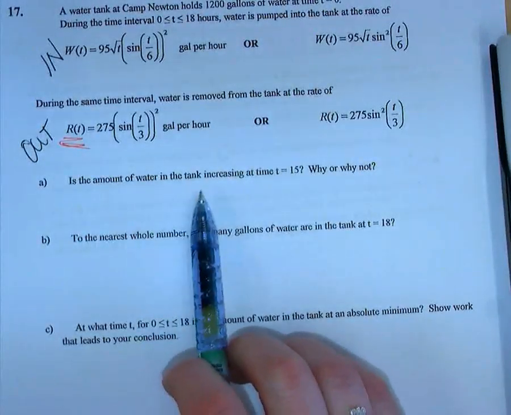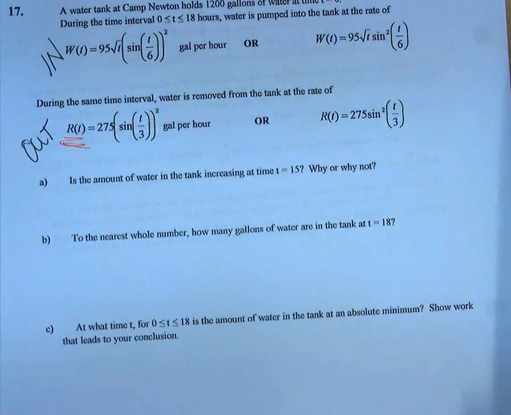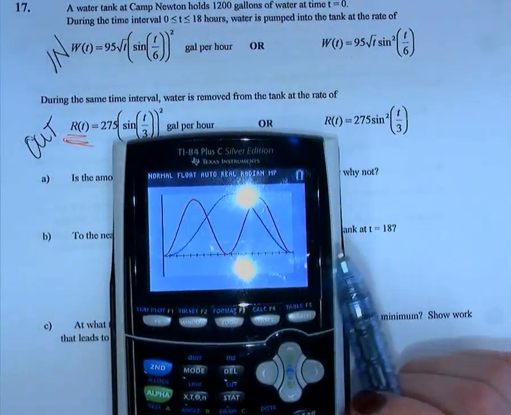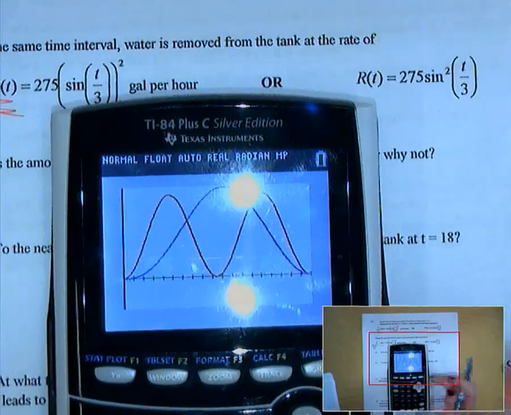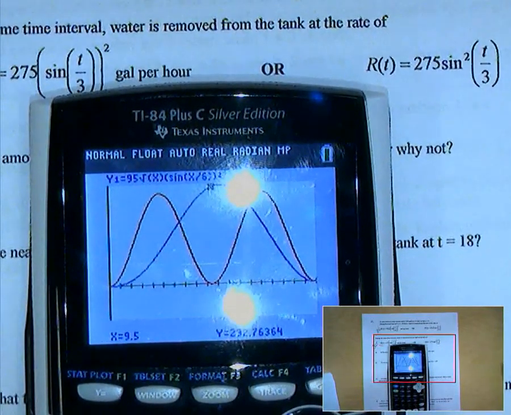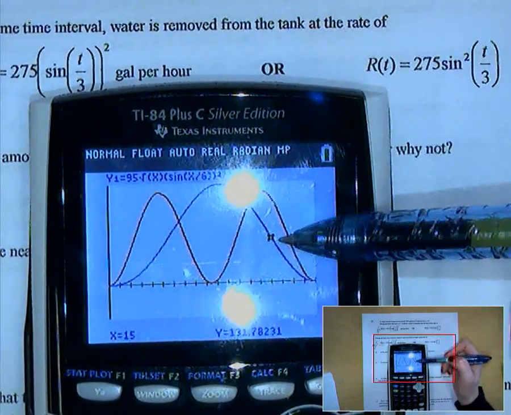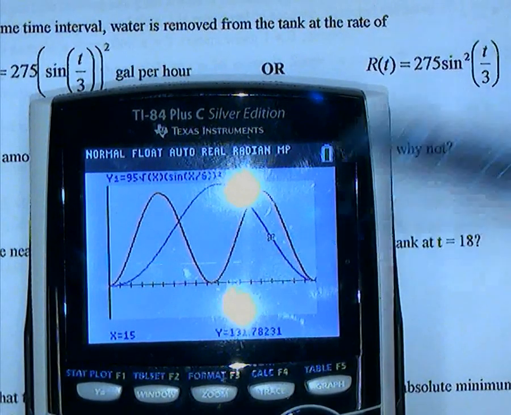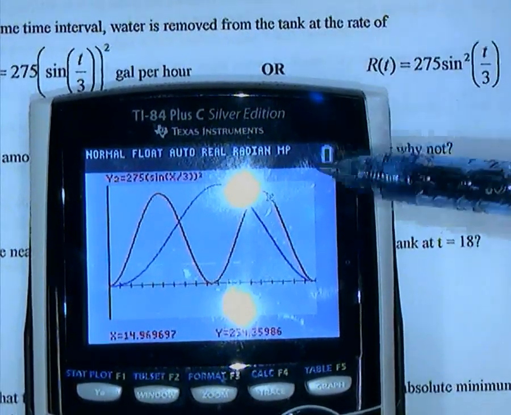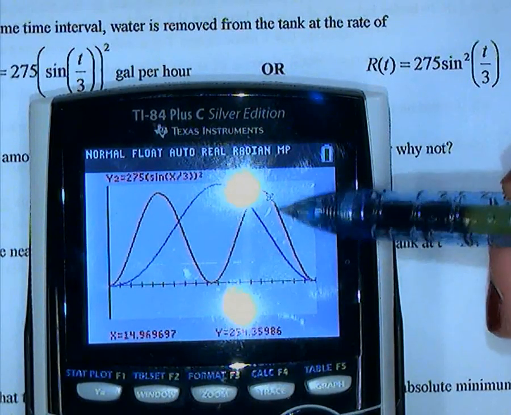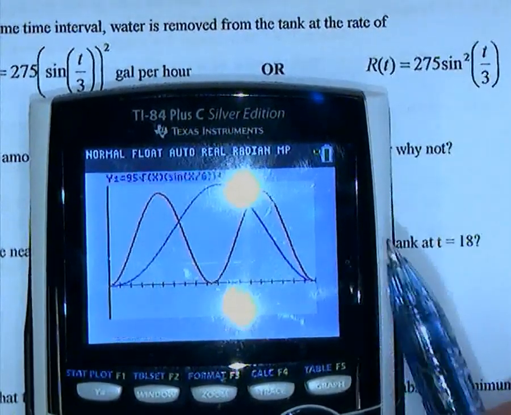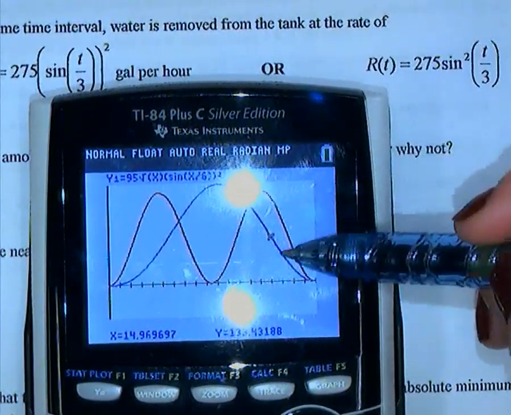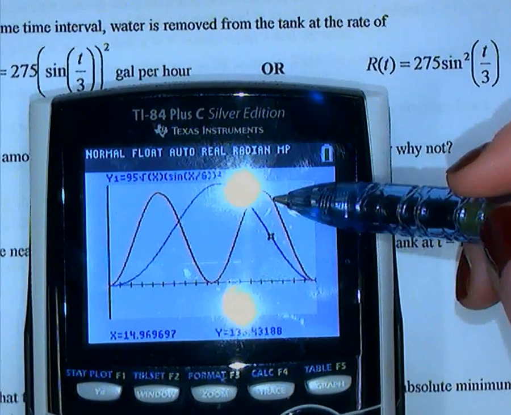Is the amount of water in the tank increasing at 15, why or why not? Well, what I want to do is compare the rates. These are the rates on my calculator. If you hit trace and then type in 15, that's where I'm looking. So that is my in, the rate at which it's going in. Now if I hit the up arrow, that's the value at 15 for the other graph. So at 15, I'm bouncing between these. What's happening faster? If you look at this, the red graph is higher, so out is faster.